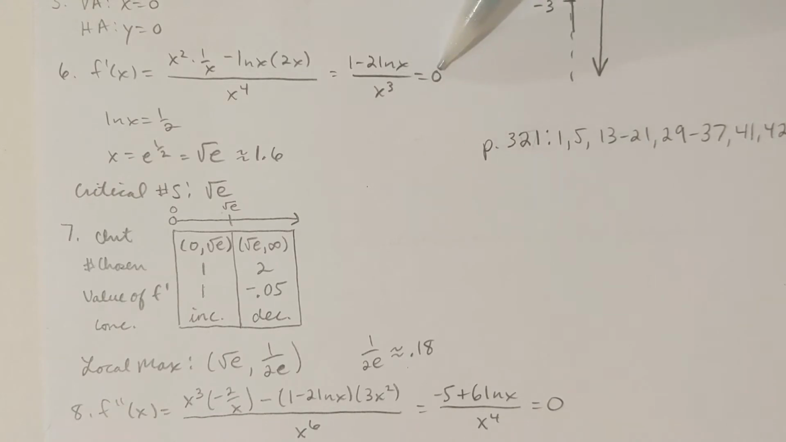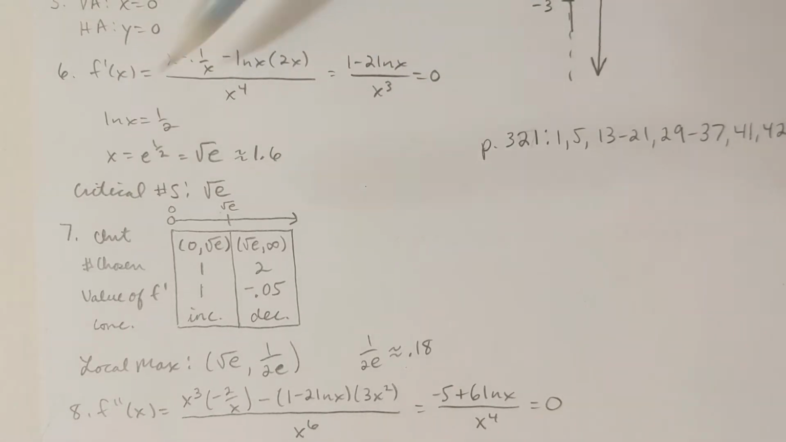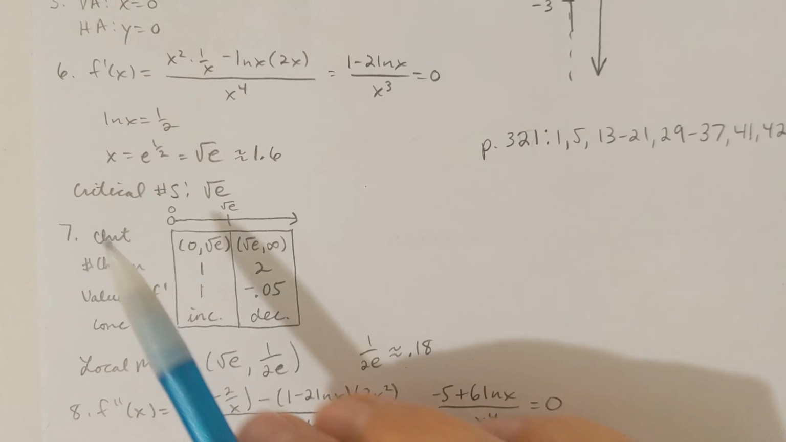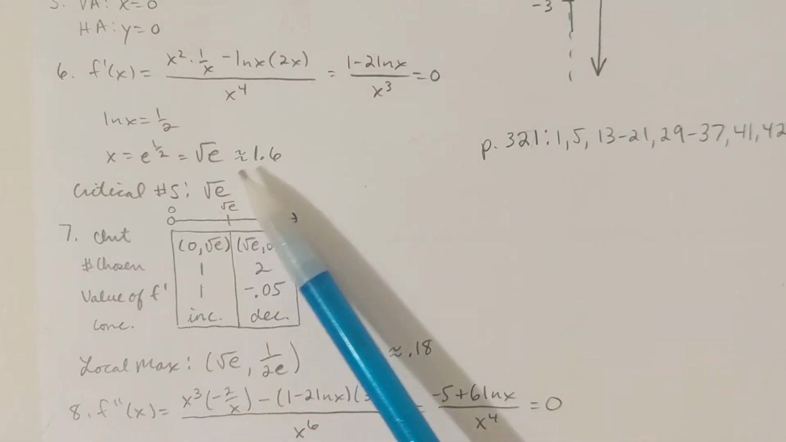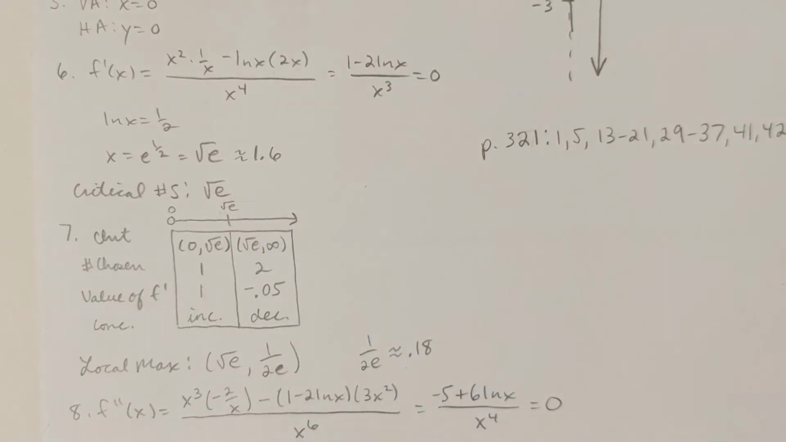Okay, and if we set that equal to 0, multiply both sides by x cubed, and then add 2 ln x and divide by 2, you're looking at ln x equals 1/2. If you take e to both sides, e to the ln of x is x, and you're going to have e to the 1/2 on the other side. e to the 1/2 is the same as the square root of e, and the square root of e in decimal form would be roughly 1.6. Okay, so I'll know where to position that when I sketch my graph here.